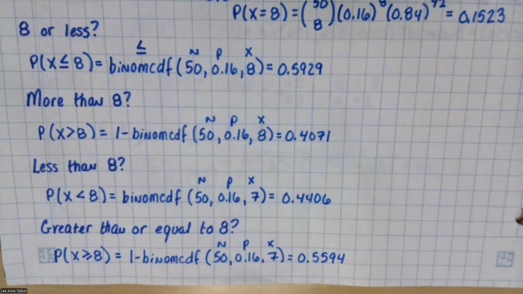Okay, so 8 or less is less than or equal to, that's the way your calculator speaks. More than is the complement of that, everything else. Less than 8 doesn't include the 8, so you stop it at 7, because each tree is separate, it's not 7.9 trees. And then greater than or equal to 8 is the complement of that, everything else. Now you are prepared for every type of binomial inequality and equation.